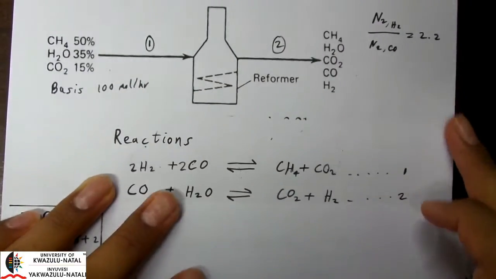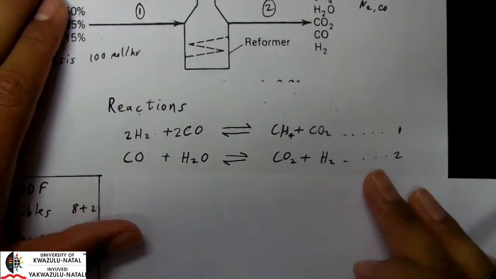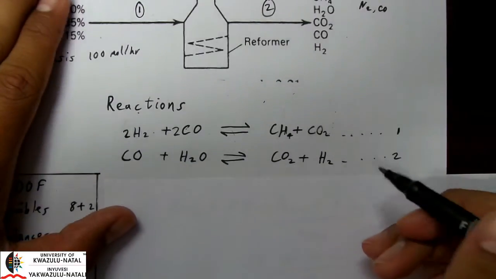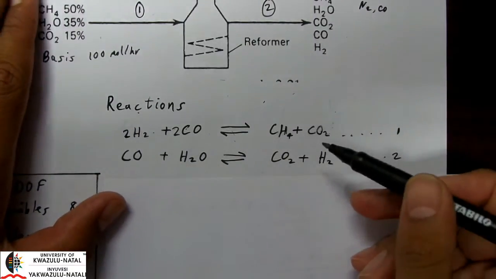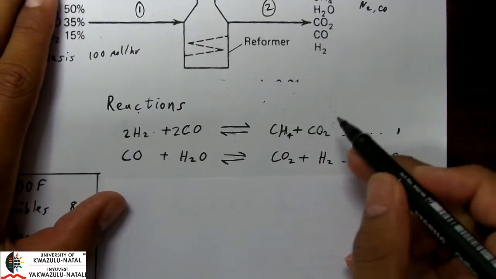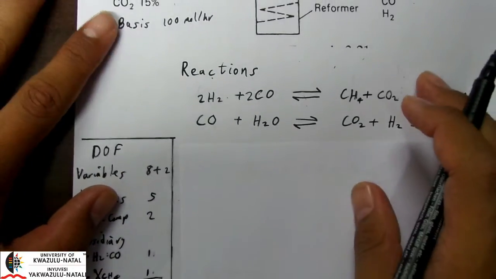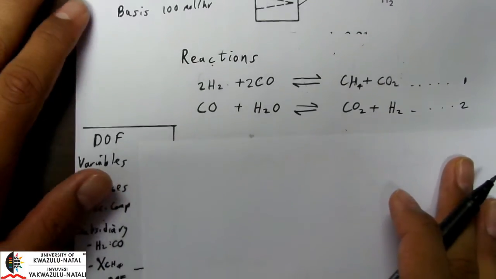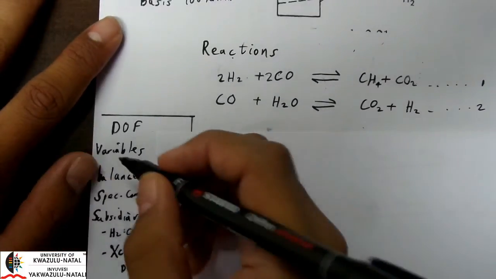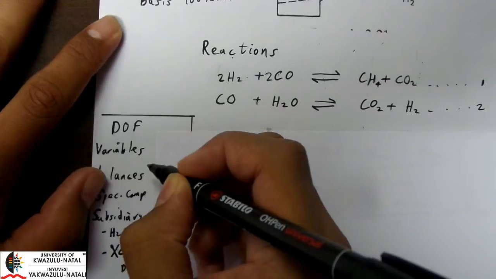Okay, so we're done with our Gaussian reduction and we have indeed just 2 independent reactions. Now we can proceed with our degree of freedom table. Okay, so let's look at our degree of freedom. Our number of independent variables.